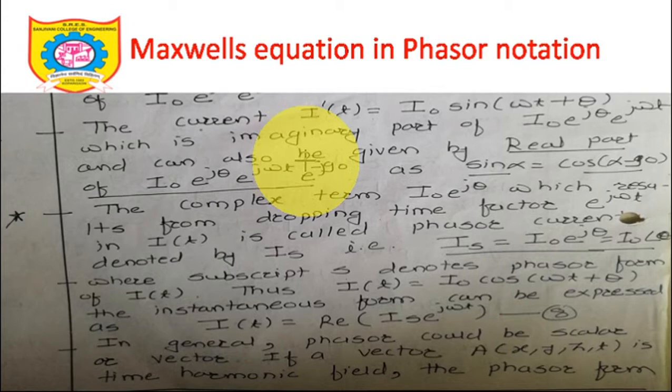Then the current I dash. Now let's say another current equation is given as I dash of t is equal to I0 sin of (omega t plus theta). Wherever a sine term is coming, I can represent it as an imaginary part. Yes, I can. So the imaginary part of what? Imaginary part of I0 e raised to j theta into e raised to j omega t, and this can also be given as the real part of I0 e raised to j theta, e raised to j omega t and e raised to minus j90. What is this e raised to minus j90? It is a 90-degree phase shift.